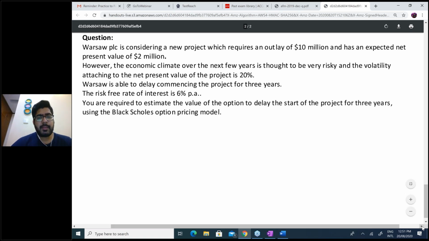However, the economic climate over the next few years is thought to be very risky and the volatility is 20%, standard deviation is 20%. Warsaw is able to delay commencing the project for 3 years. Risk-free rate is 6%. You are required to estimate the value of option to delay the start of project for 3 years using the software.